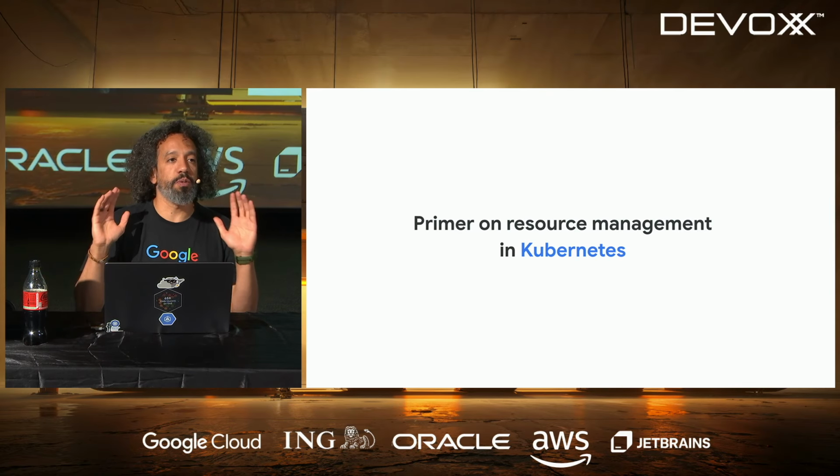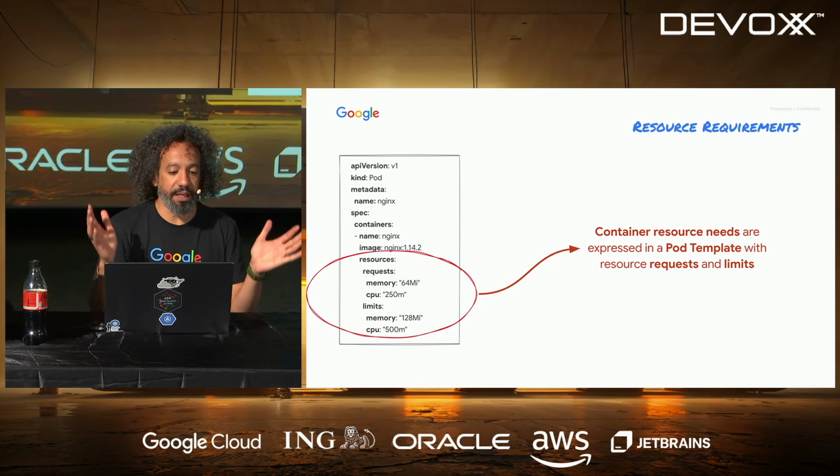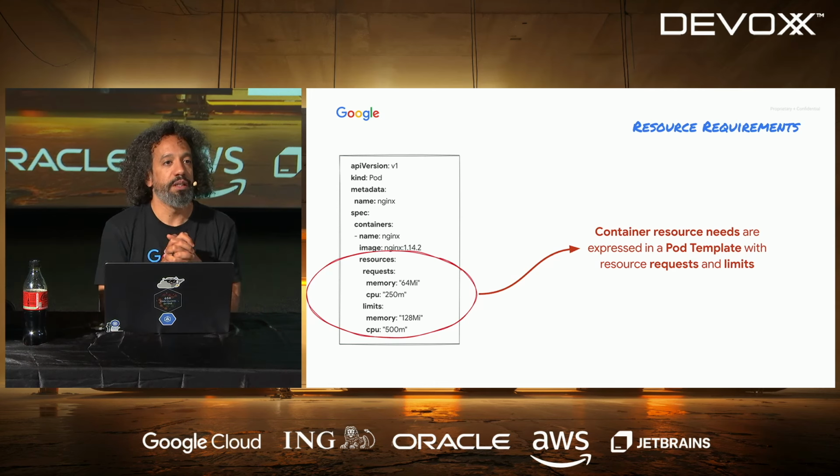So, resource management in Kubernetes. I think you have all done this. You have all seen something like this, right? A pod definition that has resource requests and limits. That essentially tells Kubernetes on the request side how much slice of a node to set aside for a particular pod to run, and on the limit side how much to allow that pod to scale up to.